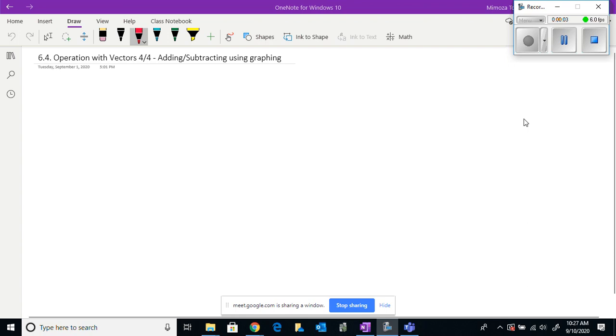Up to now, what we have seen is operating vectors using components, using math. So what we have done is we have found the horizontal and vertical components, and then we added them based on the expression that the resultant was.